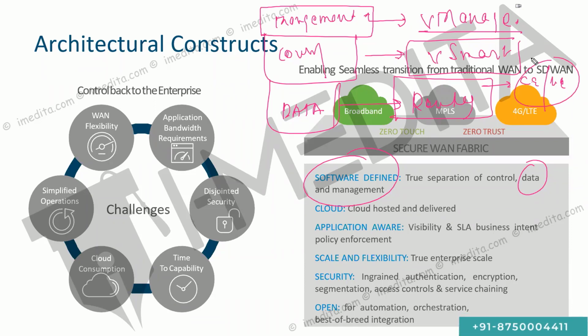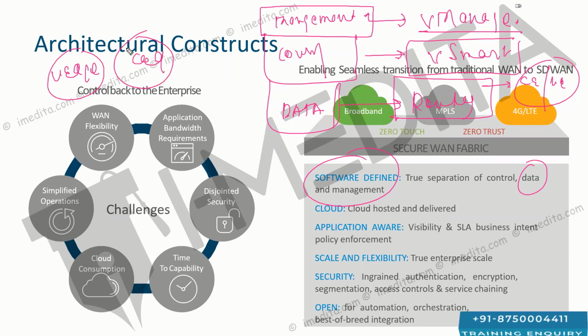Remember, this does not mean that on the VH router, for example, or on the CH router, we are not going to have the local management or a local control plane functionality.